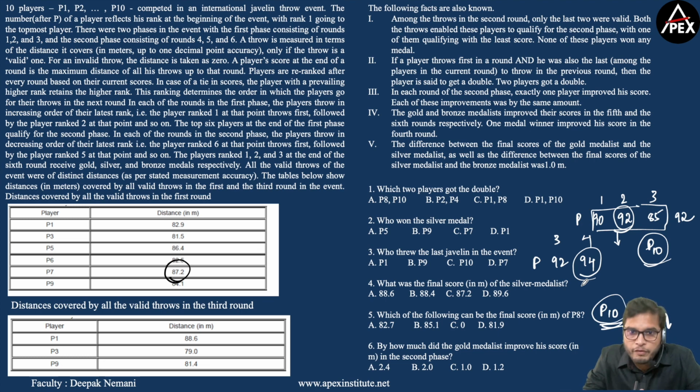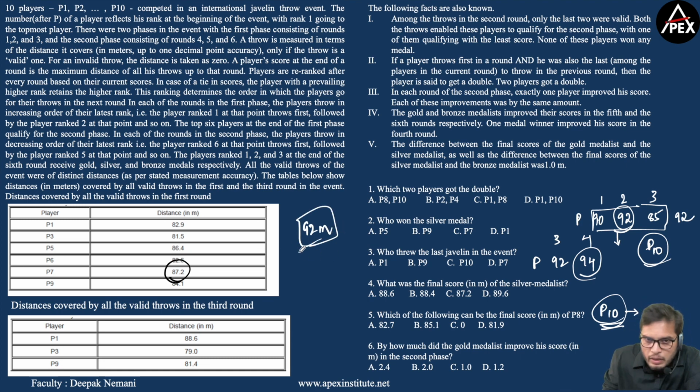Now the fifth statement: the difference between the final scores of the gold medalist and the silver medalist, as well as the difference between the final scores of the silver medalist and the bronze medalist, was 1 meter. So if the gold medalist threw a maximum distance of 92 meters, the silver medalist would have thrown 91 meters and the bronze medalist 90 meters. So there should be a difference of only 1 meter in the final scores of these 3 winners. We are asked 6 questions based on the data given to us, so it's very important to understand this data prior to solving this set.